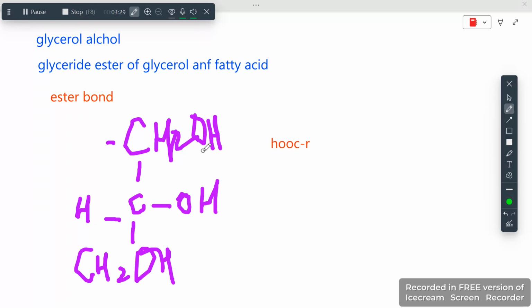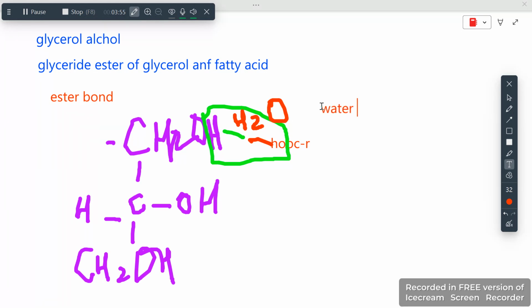Now here, this H is going to attach with this OH, and this H2 and O. Now this is the chemical formula of what? That's water. This means they are going to break down, like here we add H and here OH, so H and H, H2O is there, and the bond, let me change color.